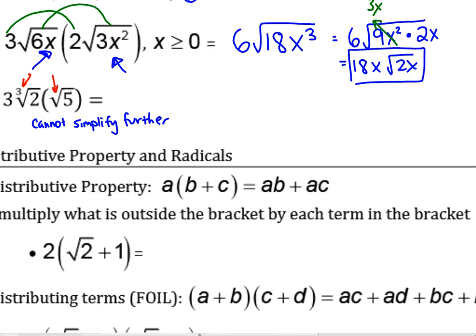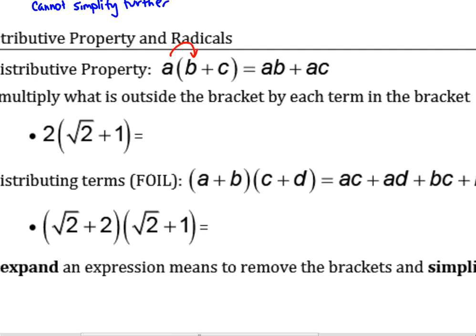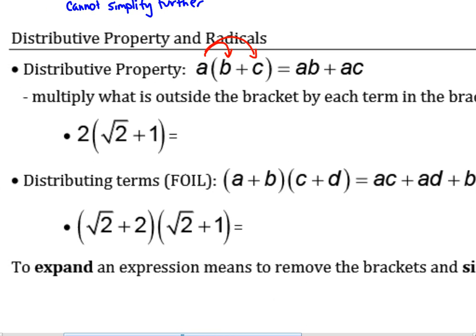So today we get to do FOIL and distributive property with radicals. Yay! Do you remember distributive property? A times B plus C would be AB plus AC. So if we had 2 times root 2 plus 1, what's 2 times root 2? How would you write that? One's like a coefficient, there's no radical there, and one's a radical.